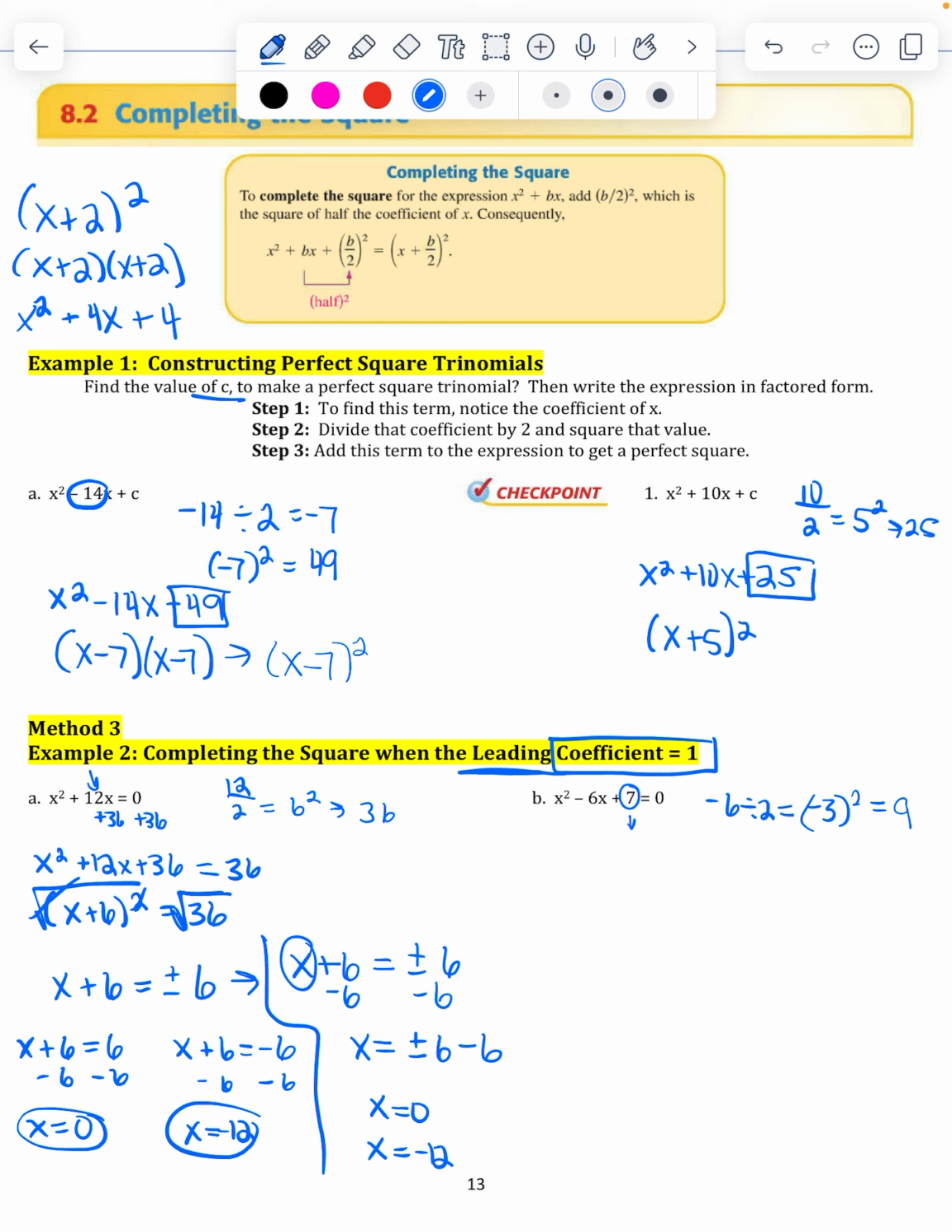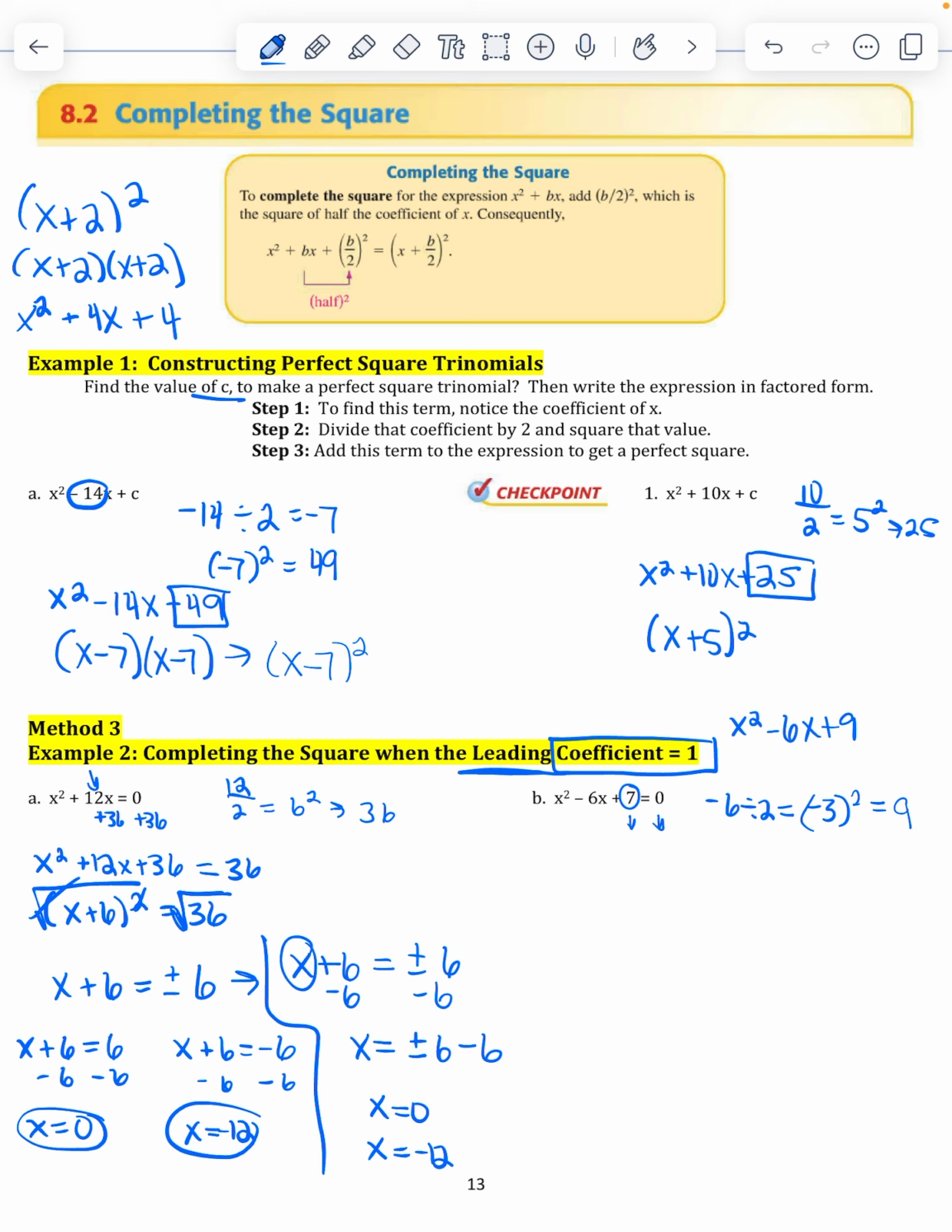So what we're not going to do is actually add 9 to both sides, because that would not be a perfect square trinomial. The perfect square trinomial is x squared minus 6x plus 9. So what we need to do actually in this case is not add the number itself to both sides, but add whatever the difference is of what's there and what the number is.